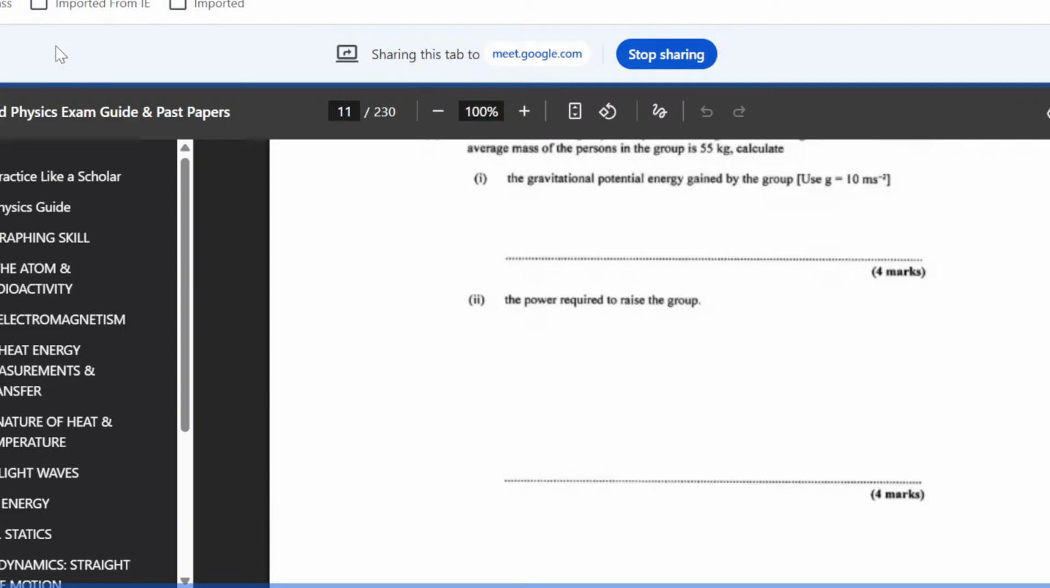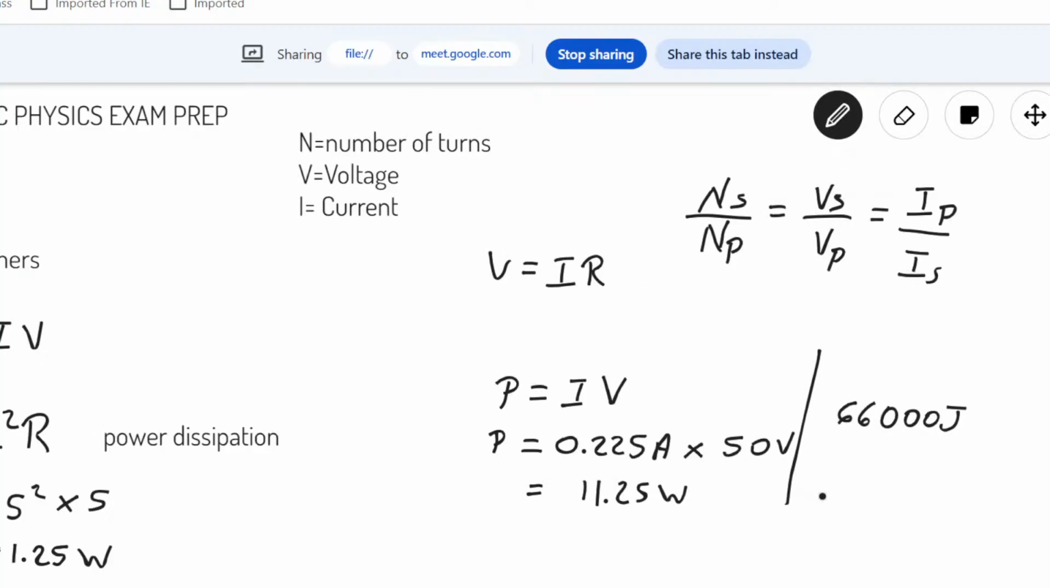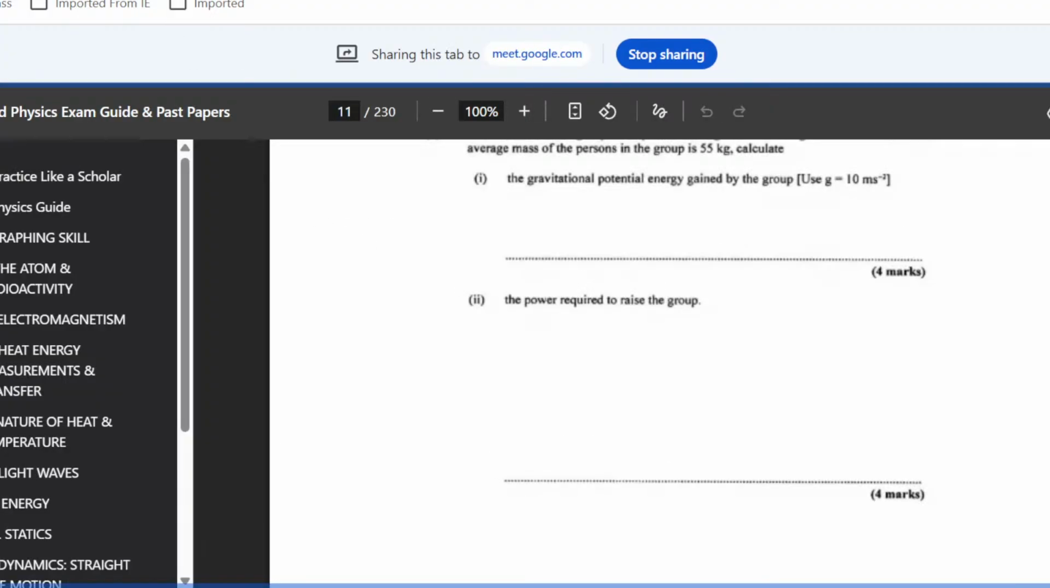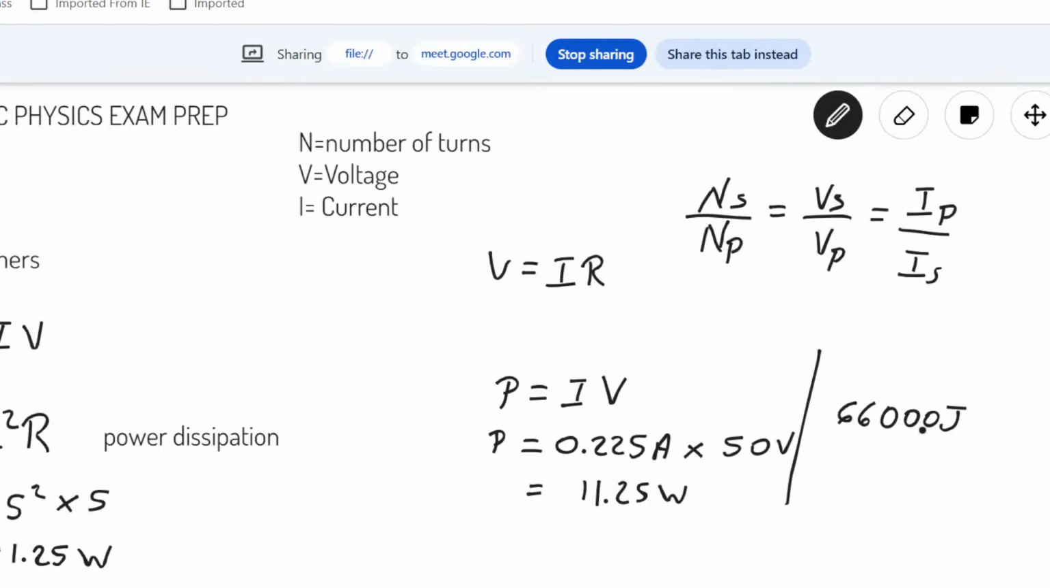Somebody, you worked it out. What did you get? Sir, 4 marks for that. They're very generous in physics. Very generous. I got 13,200 watts. 13,200.